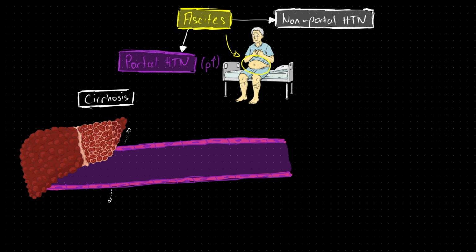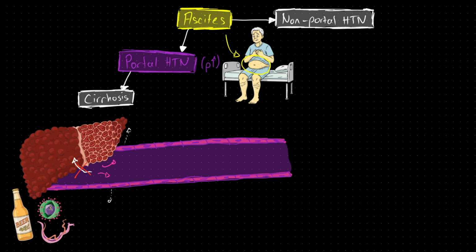In liver cirrhosis, normal liver tissue is gradually replaced by scar tissue. The blood vessels inside the liver narrow and blood flow slows down, and as a result, blood backs up to the area of least resistance, so into the portal vein. In industrialized countries, liver cirrhosis is most often caused by alcoholism or chronic viral hepatitis. In contrast, in middle and low income countries, infectious causes like liver parasites are more common.